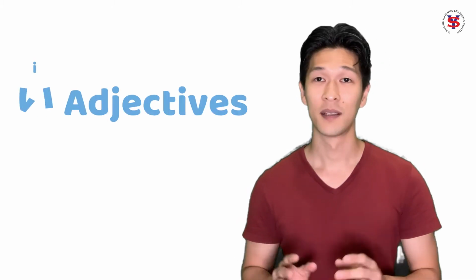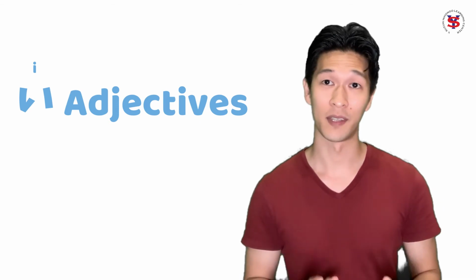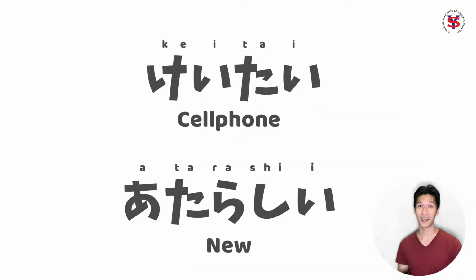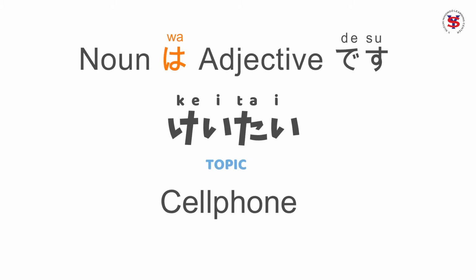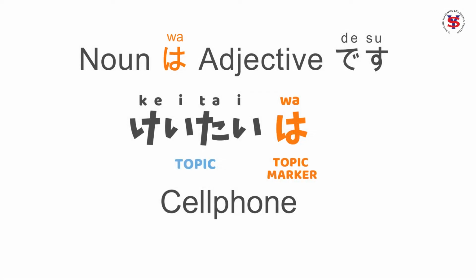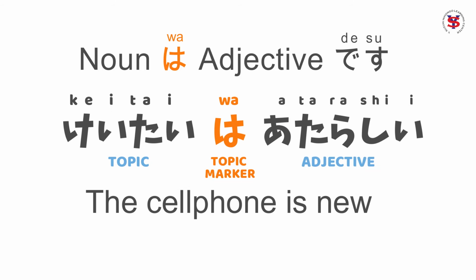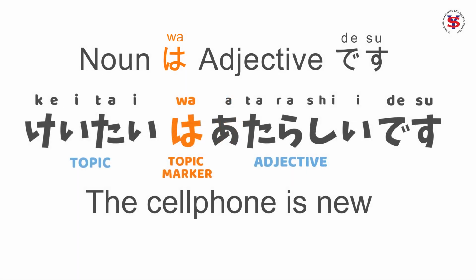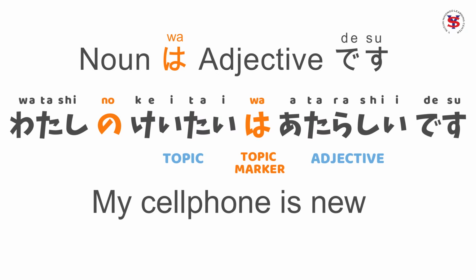Subukan naman natin gamitin sa sentence ang e-adjectives. Same pattern. Noun wa adjective desu ang gagamitin natin. Halimbawa, my cell phone is new. Cell phone is keitai in Japanese. New naman is atarashi. Babagitin muna natin ang topic, which is keitai. Then topic marker wa. Next the adjective atarashi. And we end our sentence with desu. So we have watashi no keitai wa atarashi desu.